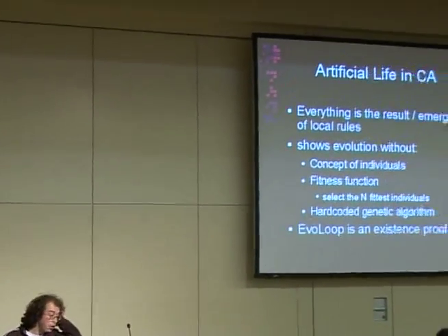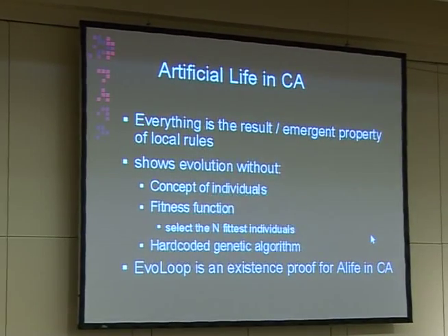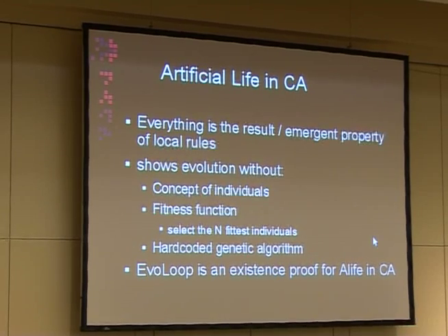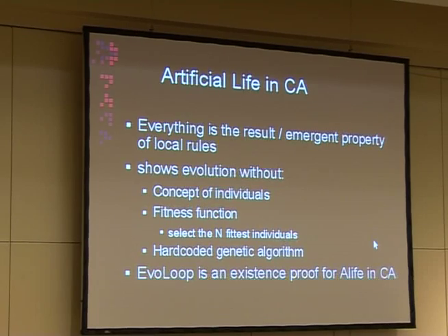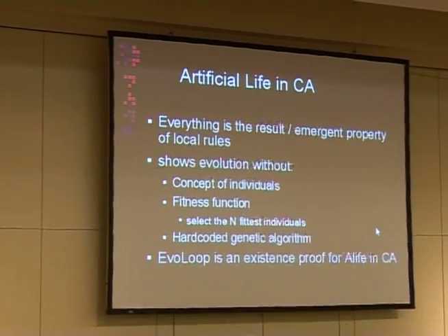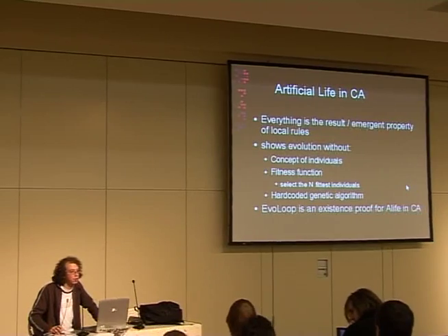Yeah, and the evo loop rule I've showed you is an existence proof of artificial life in cellular automata, because I've already calculated how many rules there exist for some neighborhoods and some number of states. This is a huge number. And by showing the evo loop, I've shown you one point in this huge space. And I've proven that there is at least one interesting point in this space. So by using evolution or other things I demonstrated, one could explore this space and maybe find much more interesting rules.